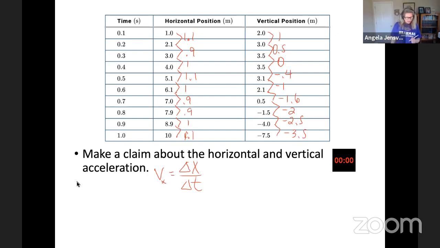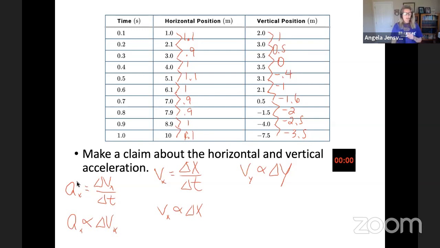Okay, so the time intervals for all of those calculations we made are the same. So we can say that the horizontal velocity is proportional to the horizontal displacement, and the vertical velocity is proportional to the vertical displacement, because the time intervals are the same. All right, we want to know acceleration. Well, acceleration in the x is change in x velocity over time. But again, the time intervals between the changes in velocity will be the same. So I'm going to say acceleration in the x is proportional to change in the x velocity. That's really the change in the displacements between two successive time periods.